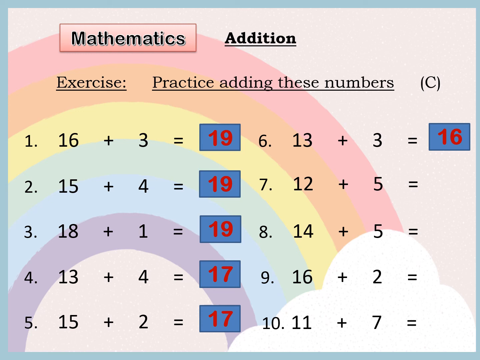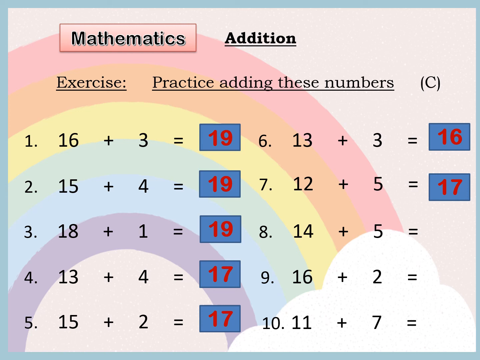12 plus 5. 12 on your head and then 5 on your fingers. Okay? Don't forget, 12 on your head, 5 on your fingers. So 12 and 5. 12, 13, 14, 15, 16, 17. What's the answer? The answer is 17. Did you get the right answer? Let's proceed to number 8.